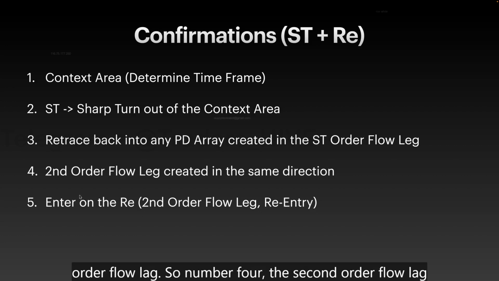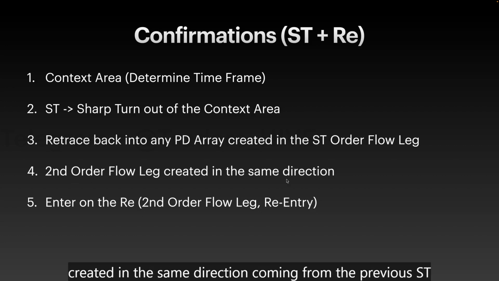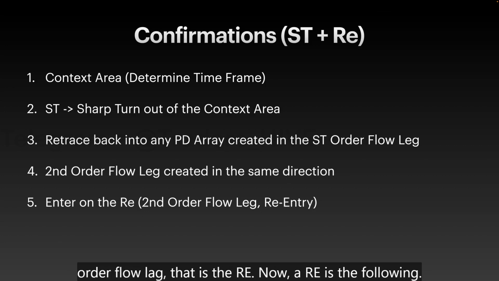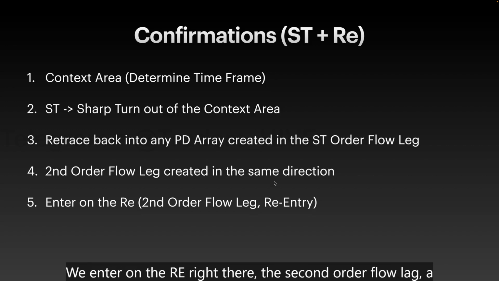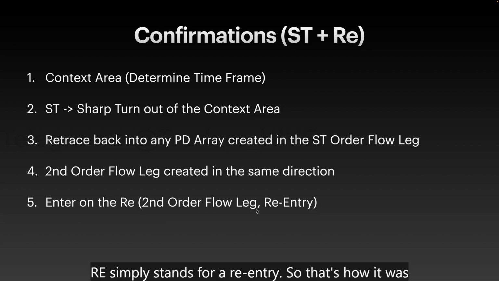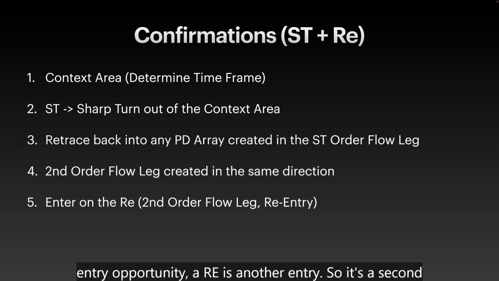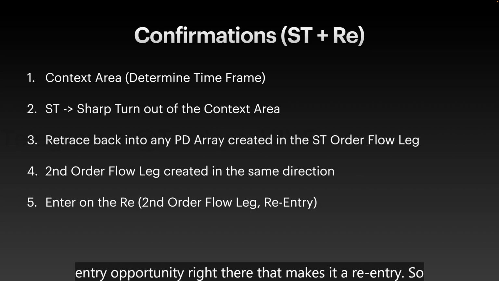So number 4, the second order flow lag created in the same direction coming from the previous ST order flow lag, that is the RE. Now a RE is the following. We enter on the RE right there, the second order flow lag. A RE simply stands for a re-entry. So that's how it was created essentially, where the ST is a potential first entry opportunity. A RE is another entry. So it's the second entry opportunity right there that makes it a re-entry.